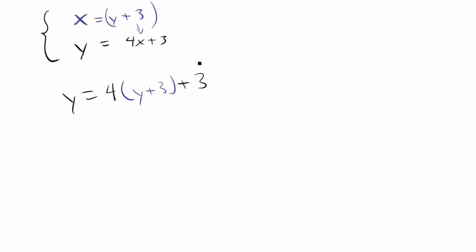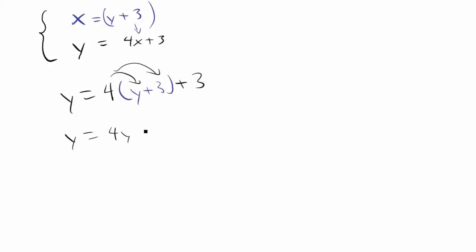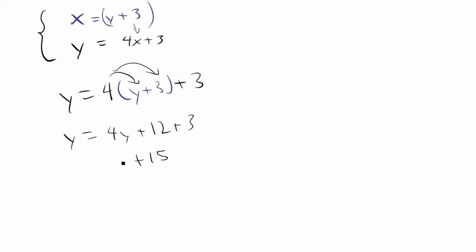Now, what I have here is an equation with y's and numbers but no x's. So I know I can solve this equation for y and figure out what y is. So first thing I'm going to do is distribute this 4. I have to multiply the 4 by y and then the 4 by 3, so I get 12 plus this last 3 here, and I can combine like terms.